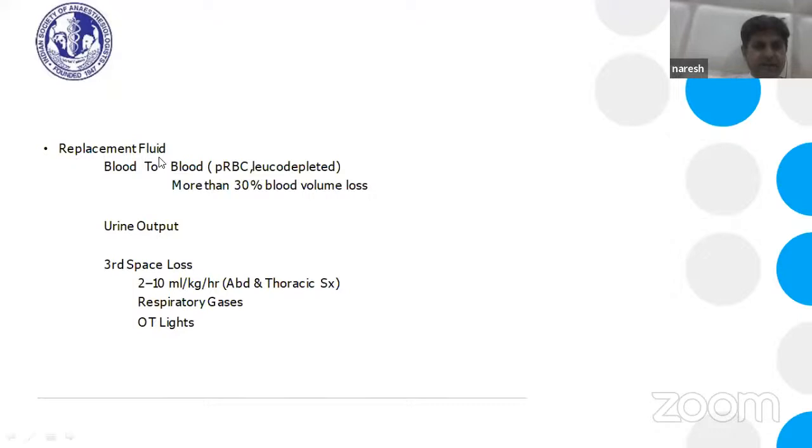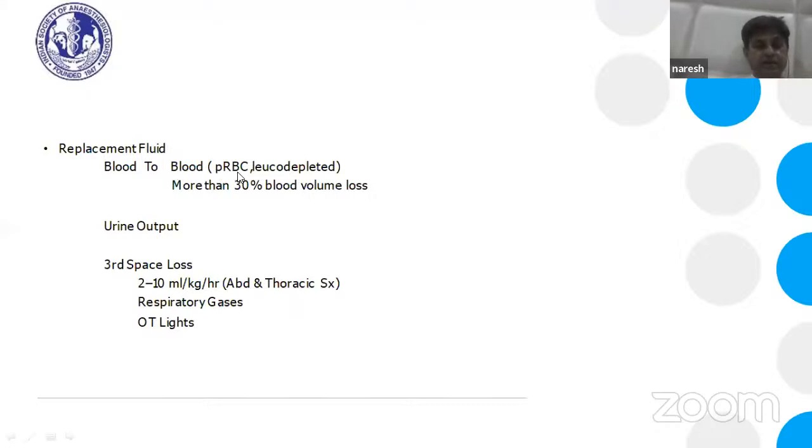Third category is replacement fluid. Replacement fluids means loss of fluids, means blood to blood. It is commonly said that blood should be replaced by blood, but we start replacing the blood when there is more than 30% of the total blood volume loss. Then only we start. For the first 10% of the blood loss, we replace it with the crystalloid. Next 10% is with the colloid, and when the loss increases more than 30%, then we give the blood.